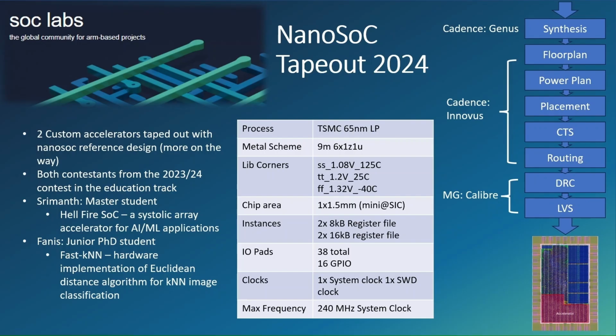So what we've done so far is last year taped out 2 custom accelerators in NanoSoC. These were from the 2023-24 competition, both in our education track. So we split the competitions into education and research, and on the education track, it's much more about the learning journey. So we had a master's student doing AI, a systolic array for AI, and a PhD student at Southampton working on an efficient KNN algorithm in hardware.